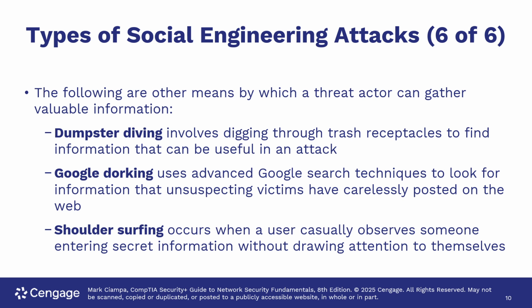Google Dorking uses an advanced Google search technique to look for information that unsuspecting victims have carelessly posted on the web. A lot of times people want to post their information. Hi, I am Bob. I'm from, say, Youngstown. My hobbies are X, Y, and Z. I belong to these groups and clubs. I'm out of my house every third Wednesday at XYZ event, and so on and so forth.